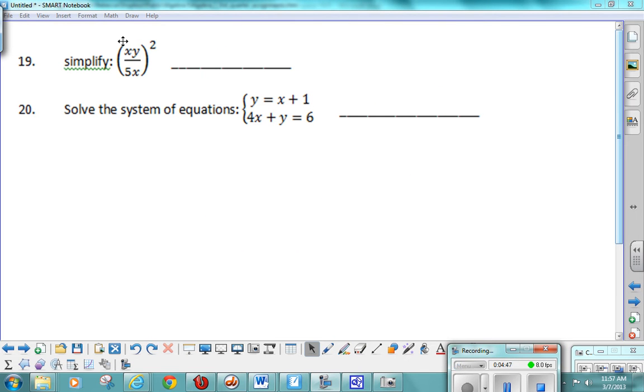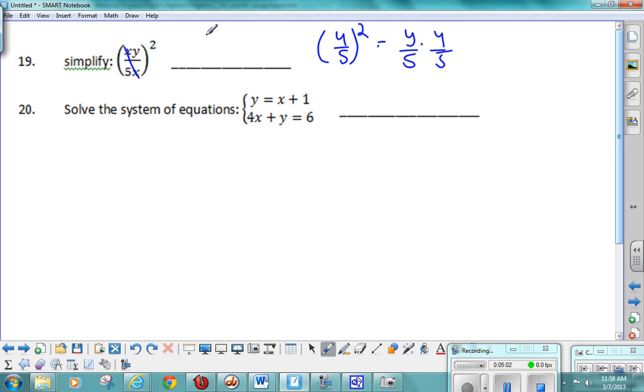Number 19, you have to simplify. I would cancel out the x's, because x divided by x is 1. That just leaves me with y over 5 squared, which means that's really just y over 5 times y over 5. So y times y is y squared, and 5 times 5 is 25.